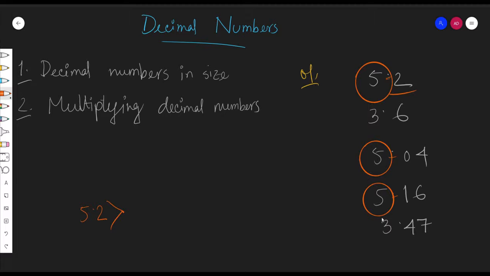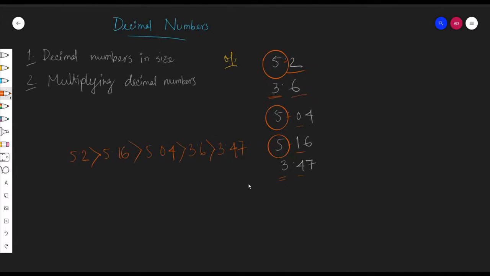Then what will be the second one? There is 0 and 1. Definitely 1 is greater than 0, so 5.16. And we know the third one will be 5.04. The next one will consist of 3 obviously, and the first digit after the decimal is 6, which is greater than 3, so 3.6, and the last one will be 3.47. So sizing the decimal numbers is pretty easy, and you are getting it right.